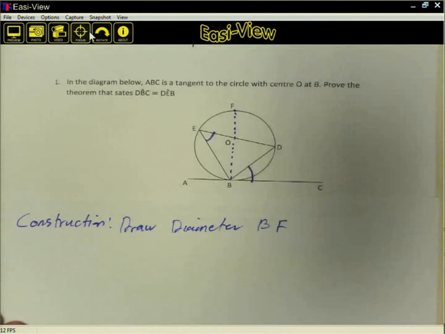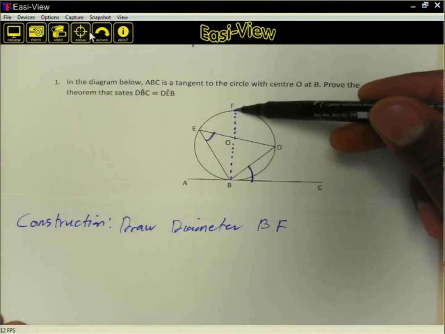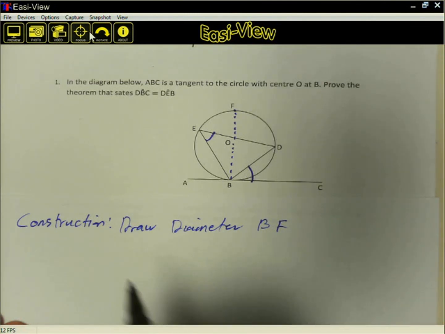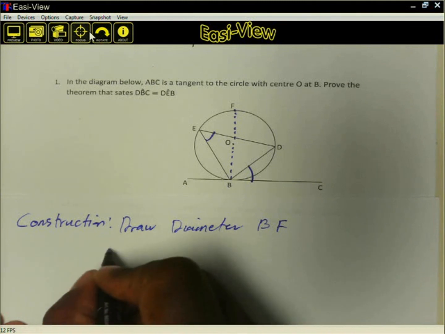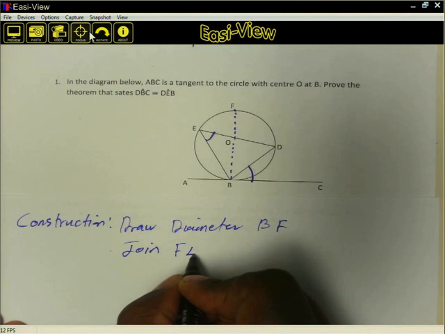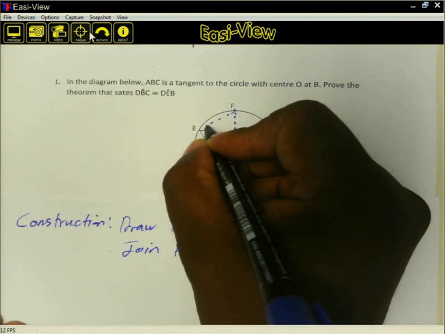We know that the line that passes through the center of the circle from one part of the circumference to the other part of the circumference is called the diameter. So a diameter divides the circle into two halves. So we have drawn diameter BF, and then let's join FE. Here we join FE or EF.